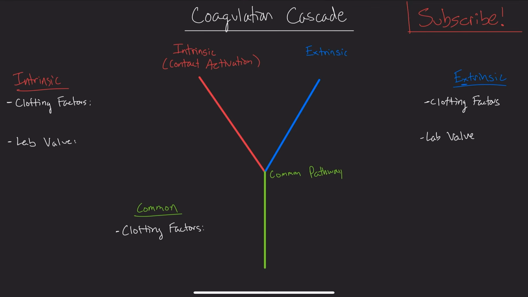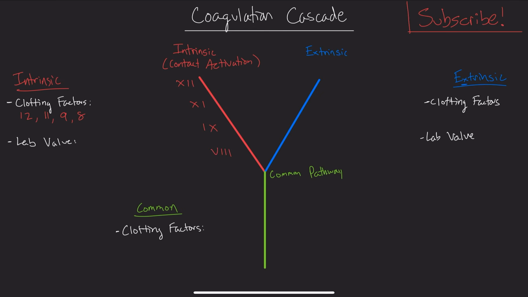As far as the clotting factors for the intrinsic pathway, there are 4 main clotting factors to memorize. So we have factor 12, 11, 9, and 8. Write those here: factor 12, 11, factor 9, and factor 8.